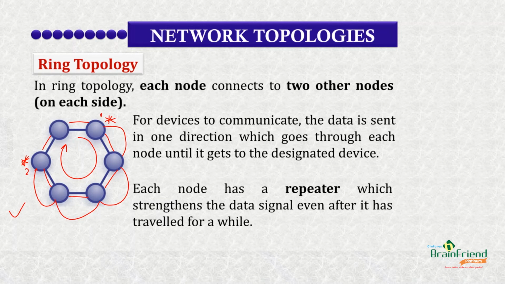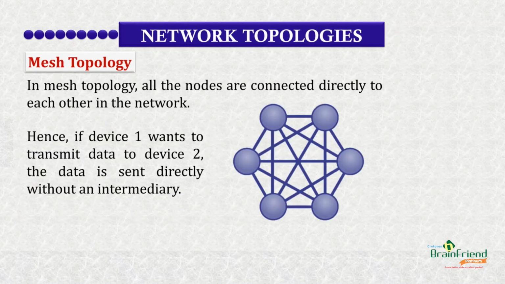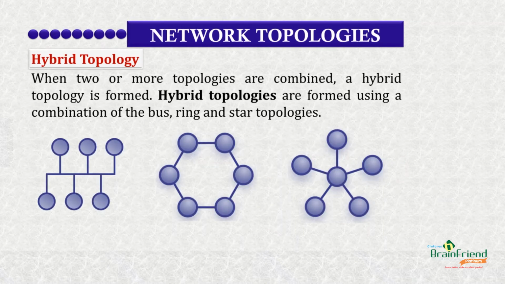Now let's move on to the next type of network topology, and that is the mesh topology. This is a typical diagram of the mesh topology. In the mesh topology, each node is directly connected to every other node in the network. And so for communication, data is sent directly to the designated device, and there's no need for an intermediary such as a hub.